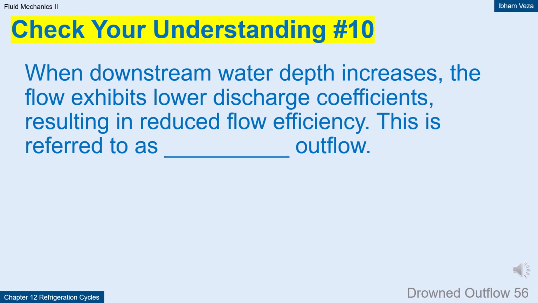Check your understanding. Number 10. This question emphasizes that when the downstream water depth increases, flow efficiency decreases. This condition is known as drowned outflow. In this situation, part of the energy is lost due to turbulence and additional resistance. As a result, the discharge coefficient becomes smaller. Understanding this is important in evaluating the performance of hydraulic structures.